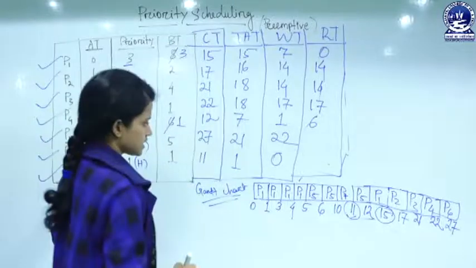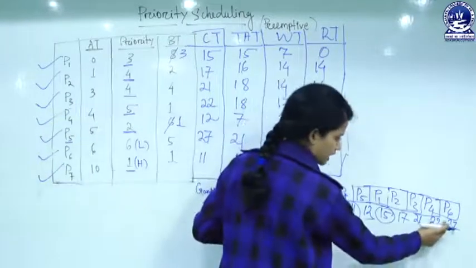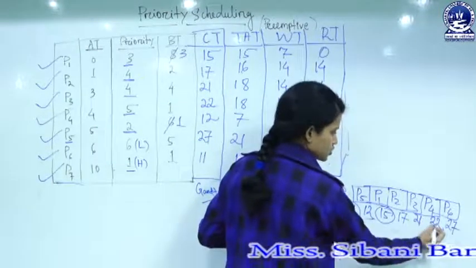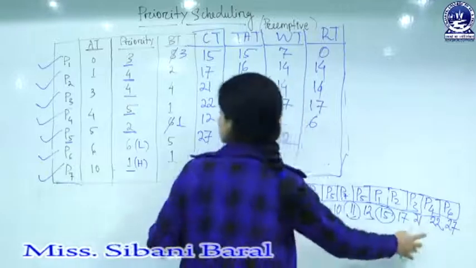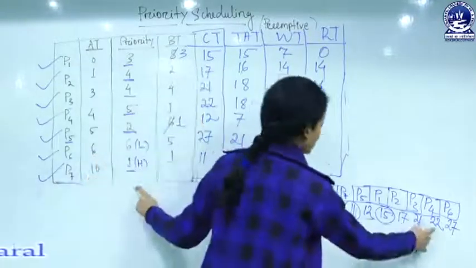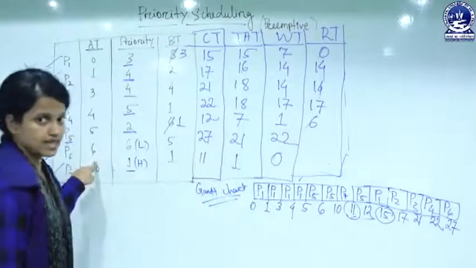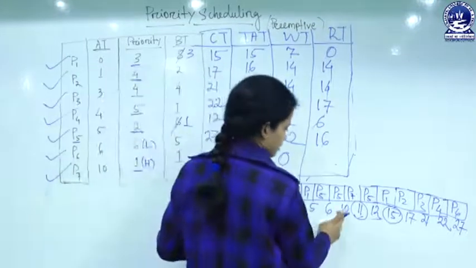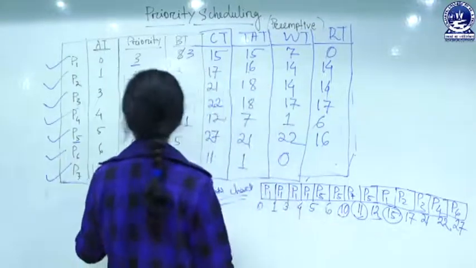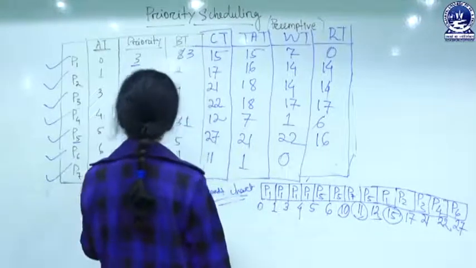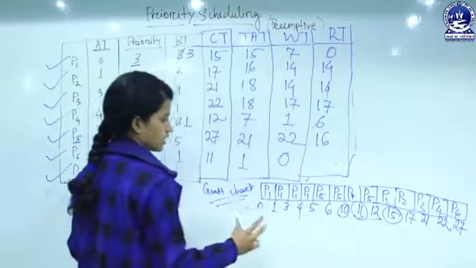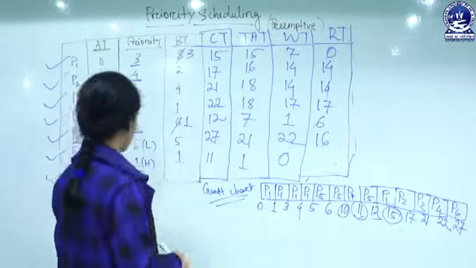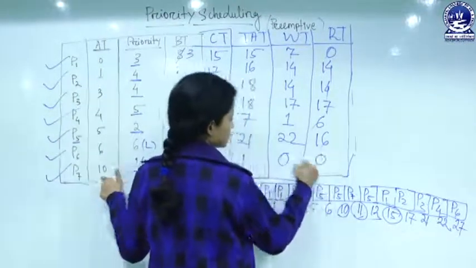For P6, at time 22 the CPU is allocated to P6 for the first time. But the arrival time of P6 is 6. So 22 minus 6, that is 16. And finally P7, that is 10 minus 10. The arrival time of P7 is 10 and the CPU is allocated to it at the time of arrival. So 10 minus 10, that is 0.